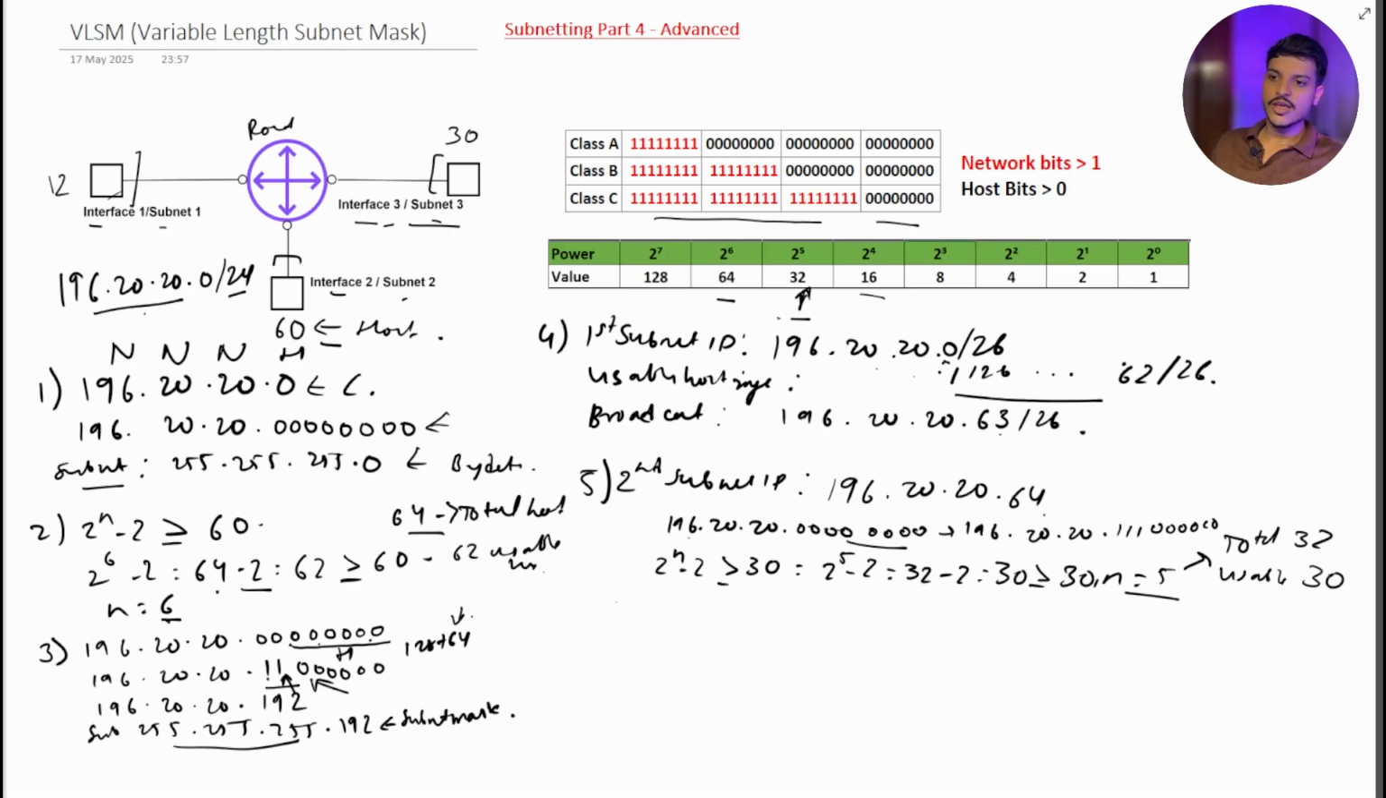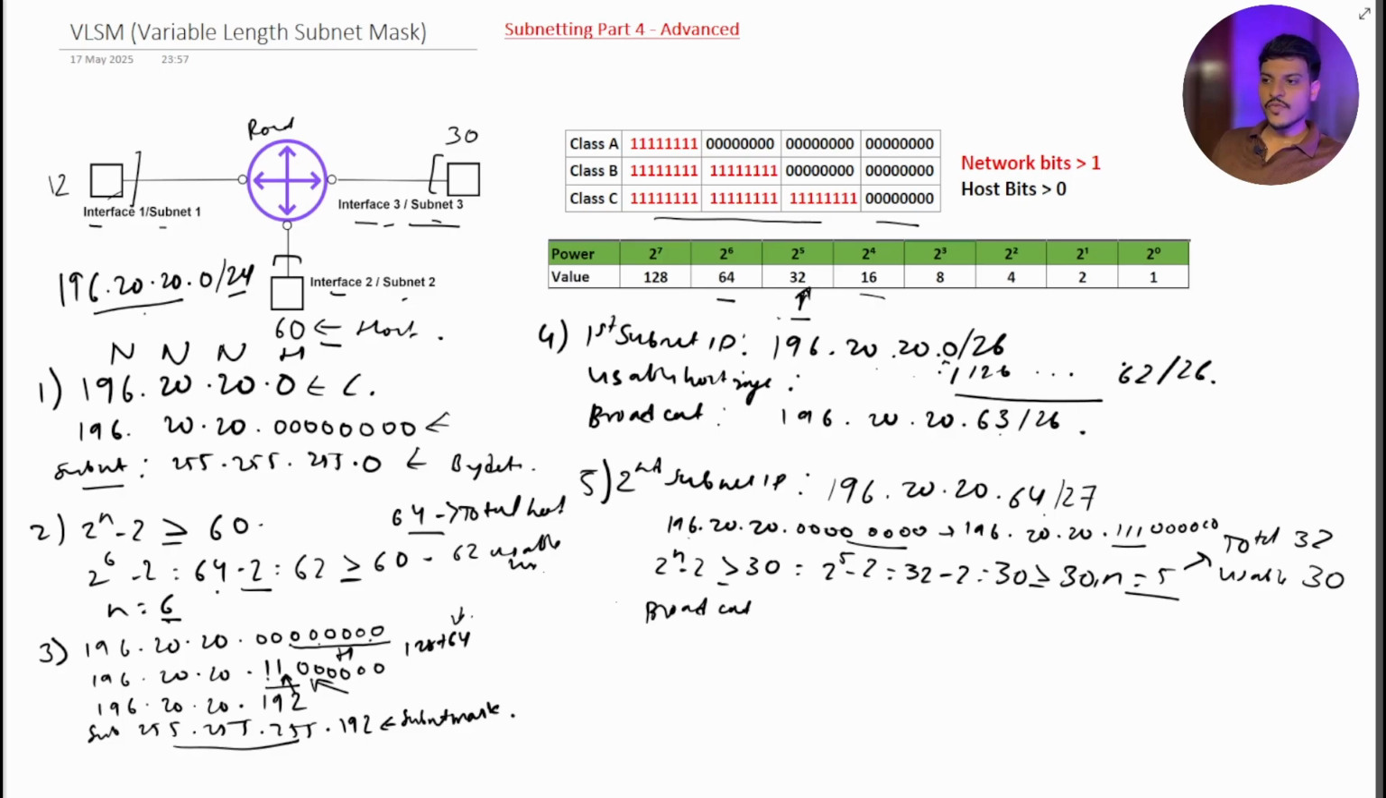Now, what will be its CIDR range? As we can see, we have given 3 bits to network. By default, the CIDR range for class C is /24, and we are giving 3 bits more to network. So 24 plus 3 will be 27. So the CIDR range will be /27.